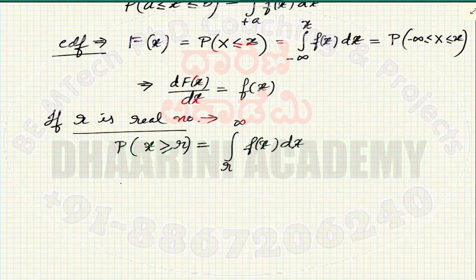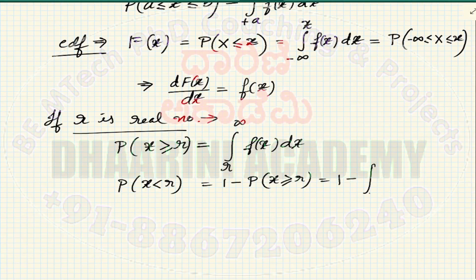In the sense, I can actually do the reverse. If you want to calculate P of x less than r, I just have to subtract: 1 minus P of x greater than or equal to r. So this means I can write it as 1 minus the integral from r to infinity of f of x dx. Definitely you can do the reverse: it's minus infinity to r, f of x dx.